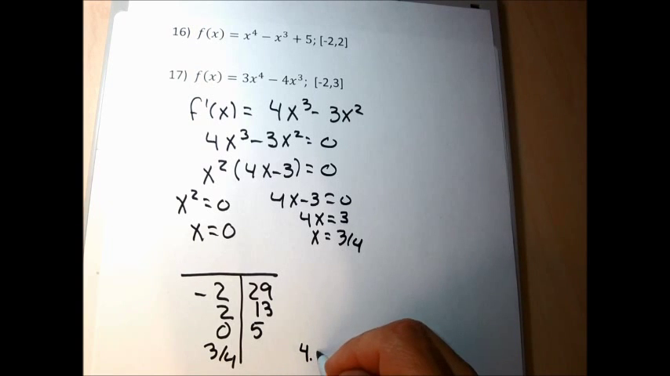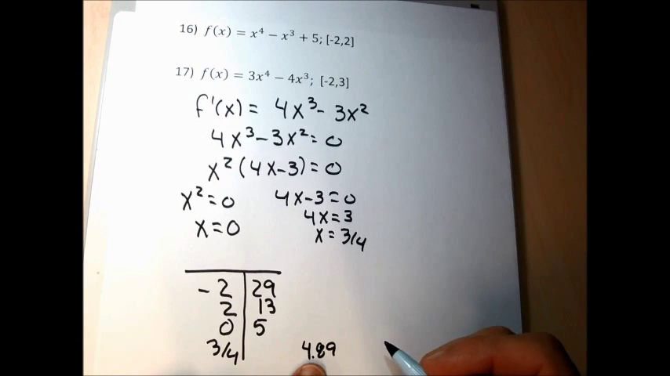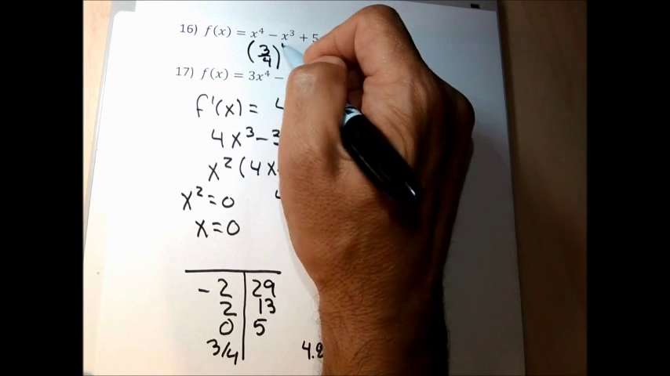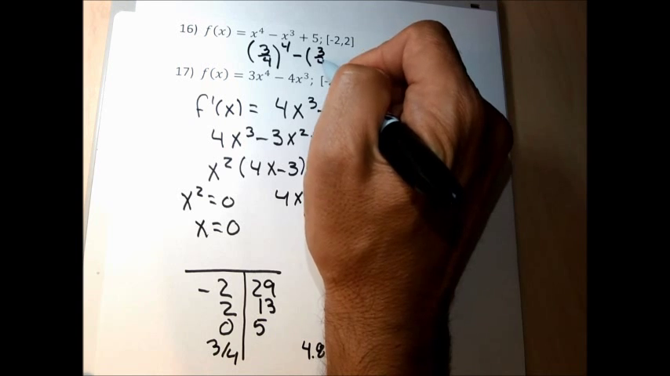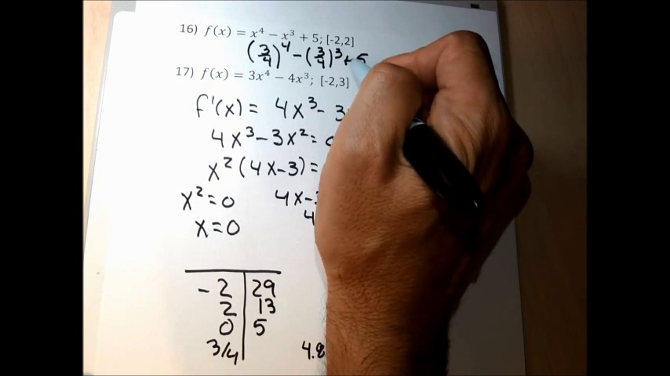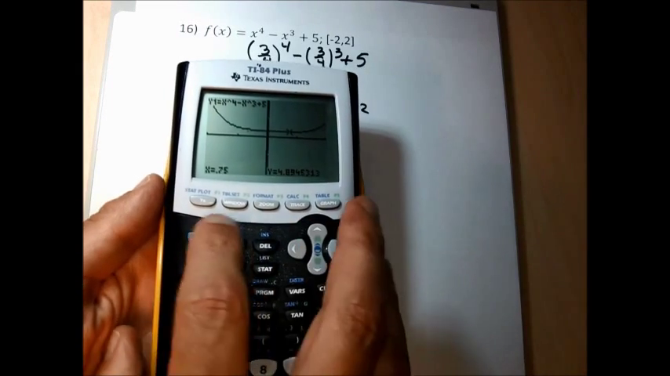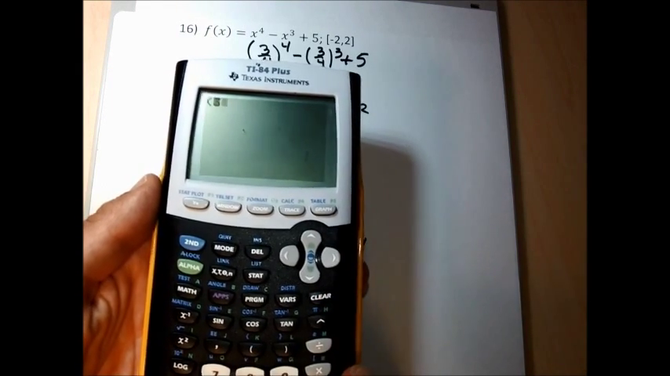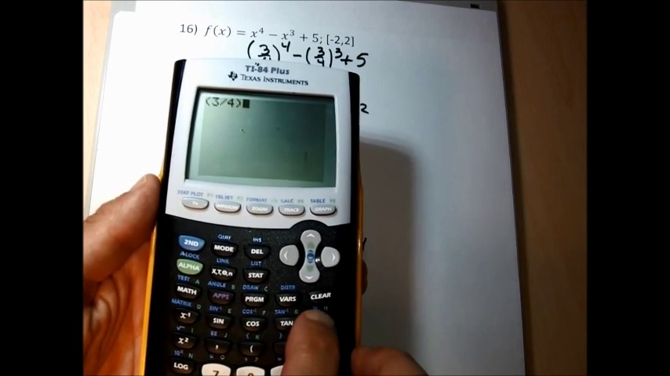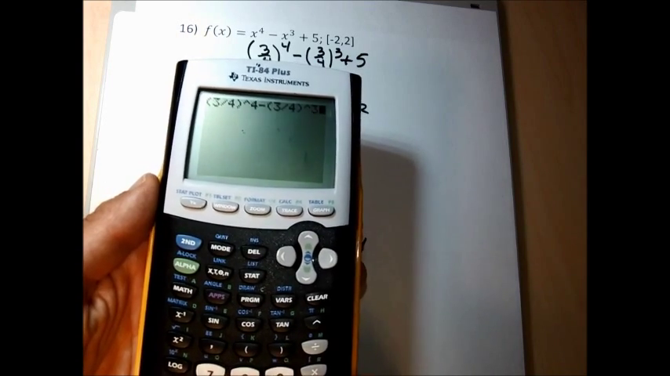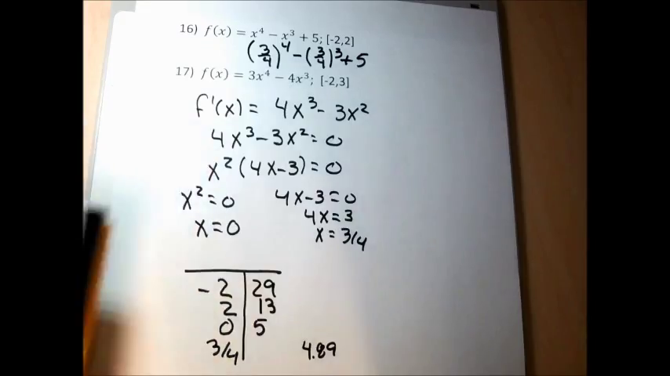This 4.89 tells me that's the smallest y value, but that's not a suitable answer for a test. So to get the y value that I need here, I'm going to have to go 3/4 to the 4th power minus 3/4 cubed plus 5. I'm going to do that from the main screen of my calculator, because then I can go math enter to turn that into a fraction. So let me do this now. So second quit, parentheses, 3 divided by 4, up arrow 4, minus parentheses 3 divided by 4, up arrow 3, plus 5. Gives me that same 4.89.